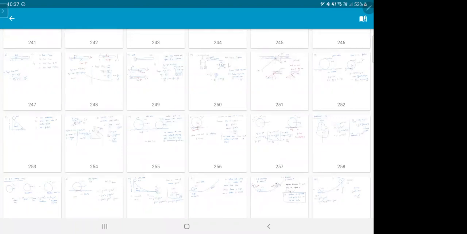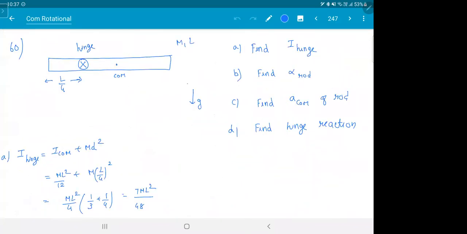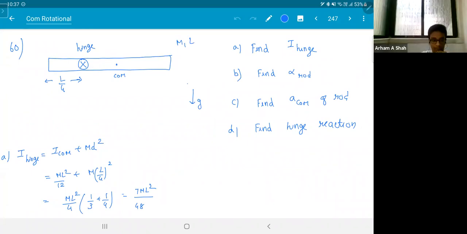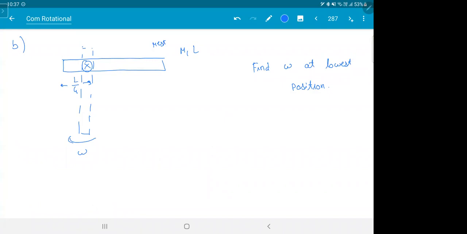And don't tell me you guys forgot. Here, this problem we did, 7 ml square by 48. Exact same problem, question 60. There I told you to find alpha, right? So I needed to find I anyways. Root 48 g by 7. Okay, kind of. Try. One more minute.